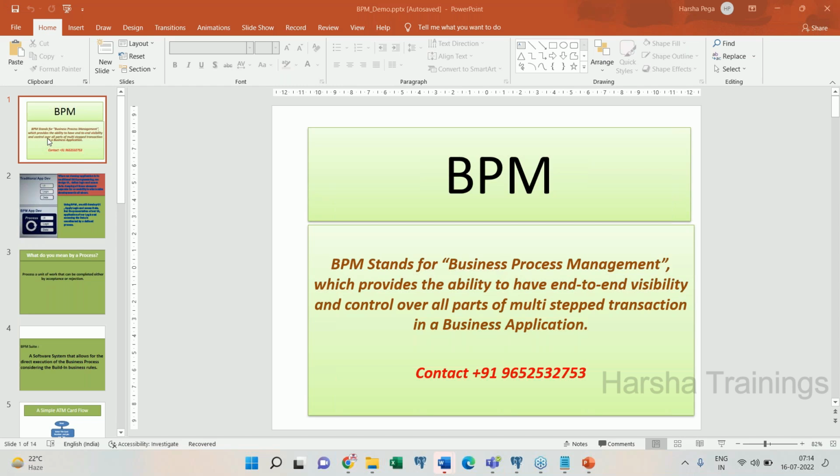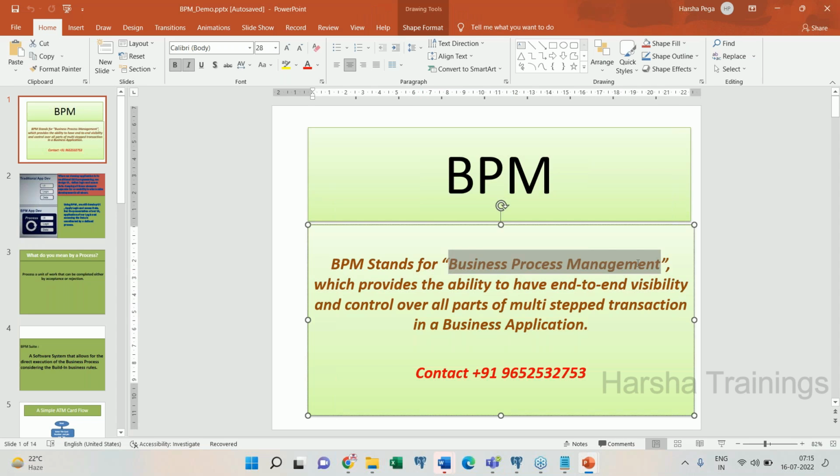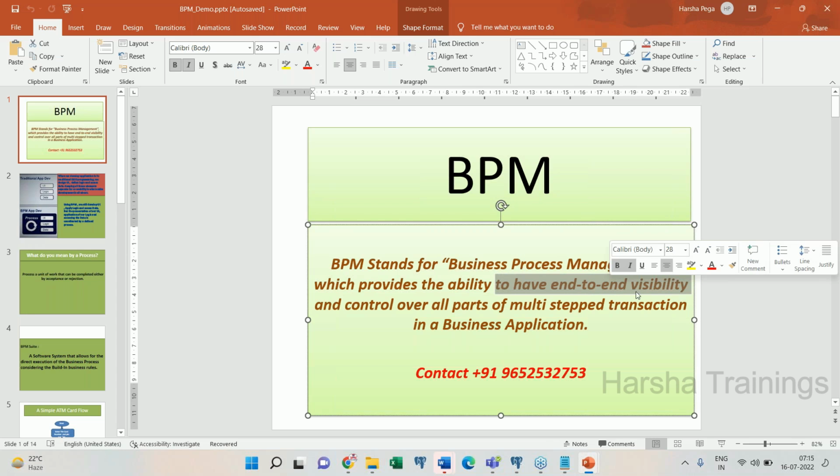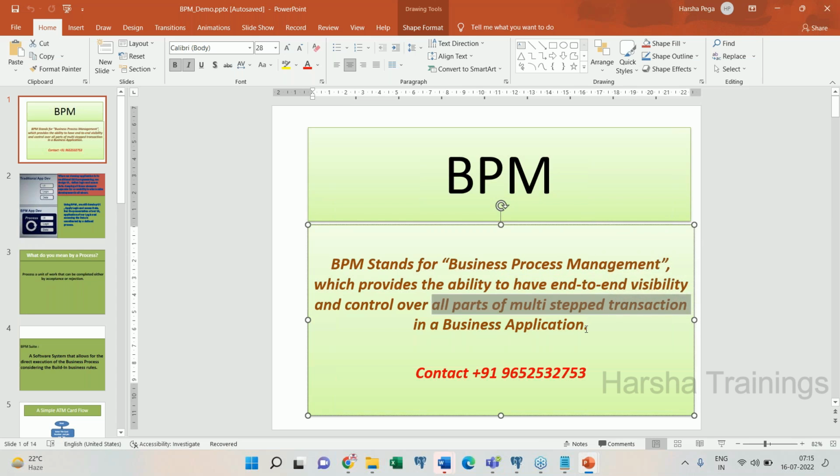Now coming to BPM. BPM stands for Business Process Management, which provides the ability to have end-to-end visibility and control over all parts of a multi-step transaction in a business application. I already told you, BPM is used to develop business applications. Business applications you create in order to design the processing of your work. Work, in other terminology, you call a transaction. Let's look at this definition in detail.